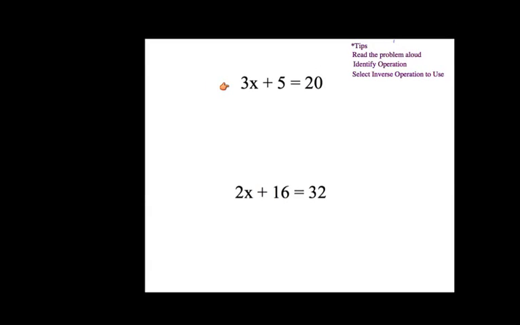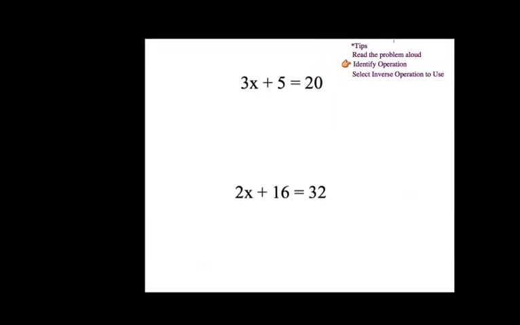So here is another example. Again, I have my tips listed here for you. Read the problem aloud, identify the operations, and select the inverse operations you're going to use. So I'm going to read this problem aloud. I have 3 times x plus 5 is equal to 20.